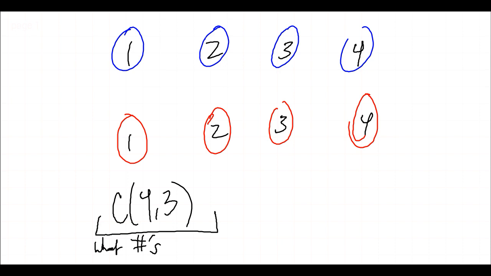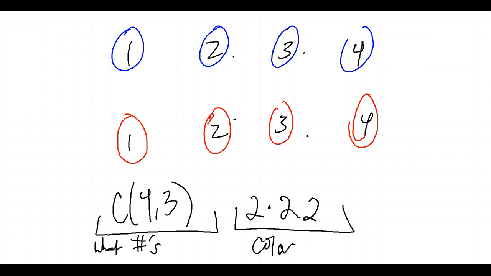Now that I know what numbers I want, I still have another decision to make, and that's the color. For my 1 ball, is it going to be red or blue? Well, there are 2 choices there. For the 2 ball, is it going to be red or blue? There are 2 choices there. And for the 3 ball, is it going to be red or blue? There are 2 choices there. So the total number of ways to pick 3 balls that all have different numbers is this: C(4,3) times 2 cubed.